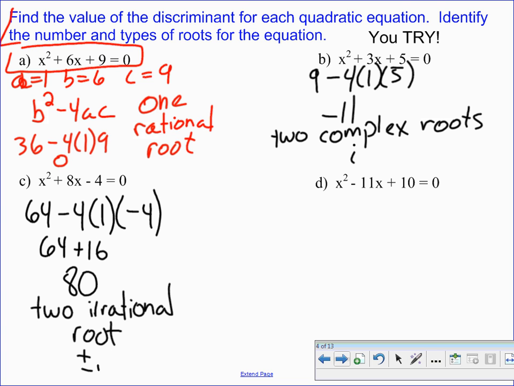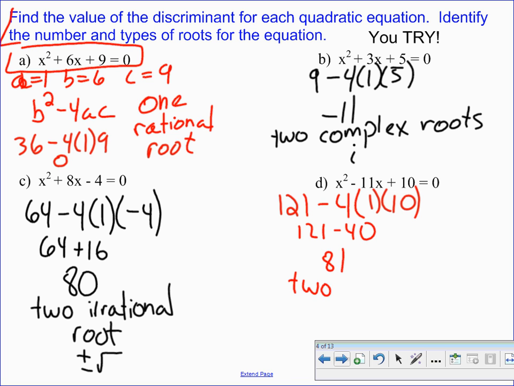There will be plus or minus something in a square root in our answer. For this last one, we would do b squared minus 4 times a times c, or 121 minus 40, or 81. 81 is a perfect square, so we will wind up with two rational roots. We're going to have to add or subtract some number to our final answer, but it won't be a radical.